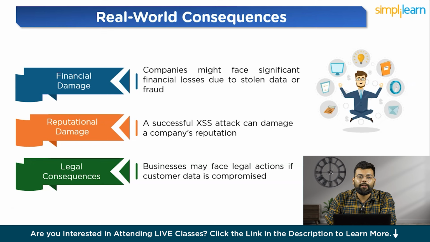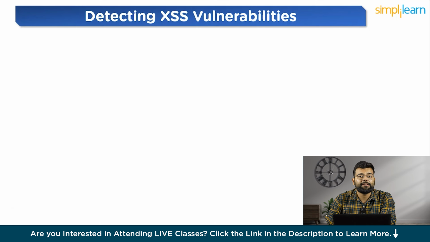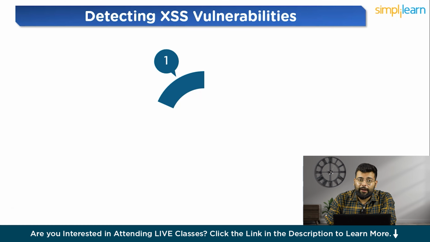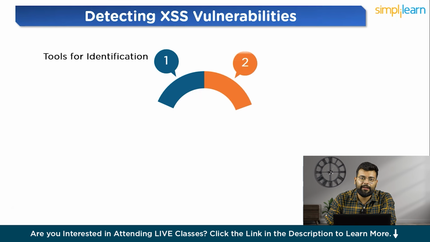So now moving to detecting and mitigating XSS vulnerabilities, starting with detecting. So the number one on the list is tools for identification. Use automated security tools like OWASP ZAP, Burp Suite, and XSS scanners that can help detect potential XSS vulnerabilities in web applications by simulating attacks.